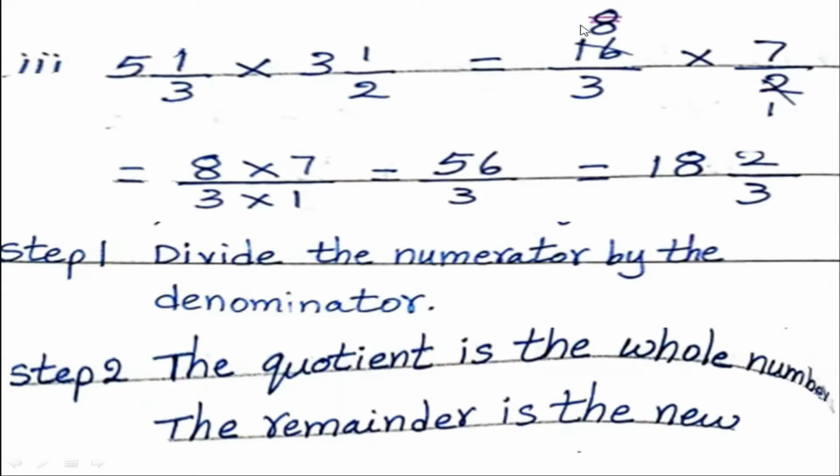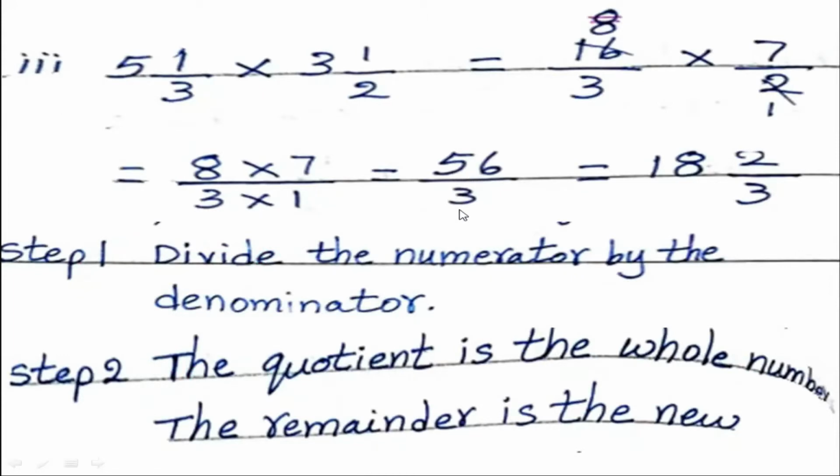8 2s are 16. So cancel 16 here, cancel 2 here, and write on the top of 16 8 and write 1 below the 2. So here 8 into 7 by 3 into 1 is equal to 56 by 3, that is equal to 18 2 by 3. Step 1, here divide the numerator by the denominator.